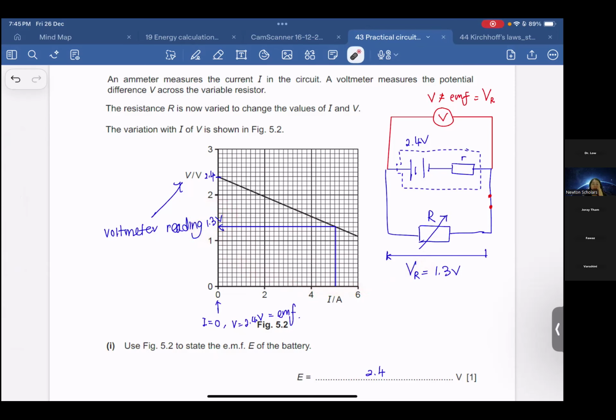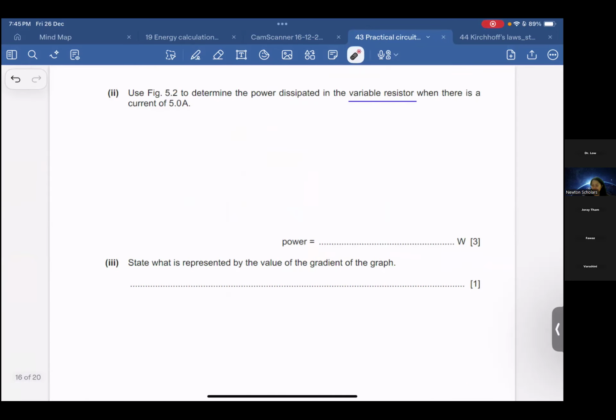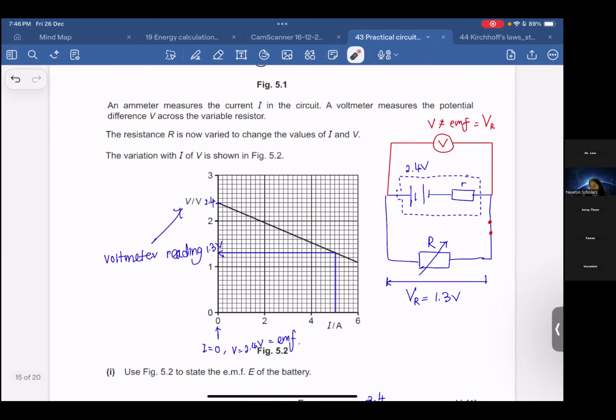Another thing I want to emphasize is you need to read the question carefully. Now they want the variable resistor. They can ask you for the power dissipated in the internal resistor, the internal resistance. If they're asking about this part, the answer will be totally different. How do we do the calculation for this part? You have to do 2.4 minus 1.3. From here, you know how much voltage will be given to the internal resistance. So you got the V. Then how about your I?